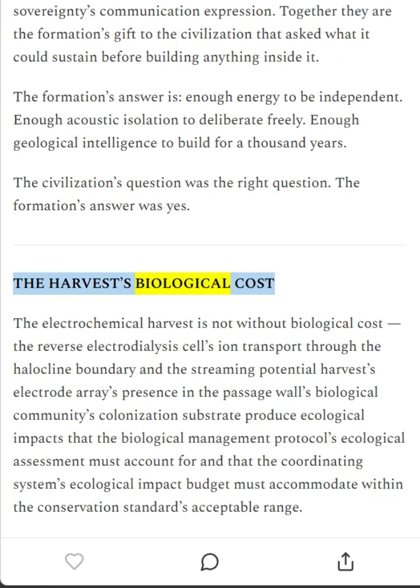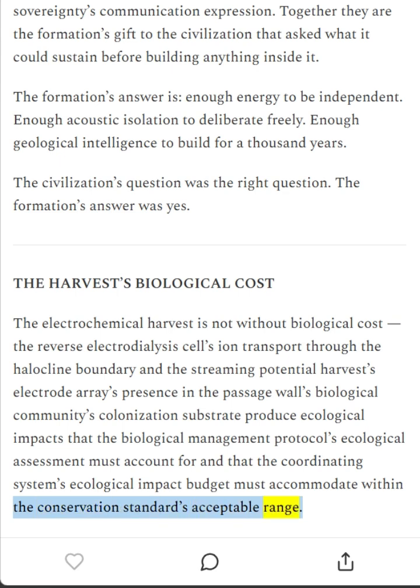The harvest's biological cost. The electrochemical harvest is not without biological cost. The reverse electrodialysis cells' ion transport through the halocline boundary, and the streaming potential harvest's electrode array's presence in the passage wall's biological community's colonization substrate produce ecological impacts that the biological management protocol's ecological assessment must account for, and that the coordinating system's ecological impact budget must accommodate within the conservation standards.